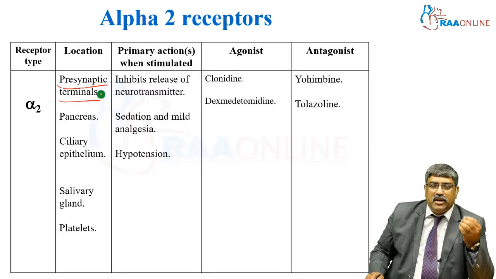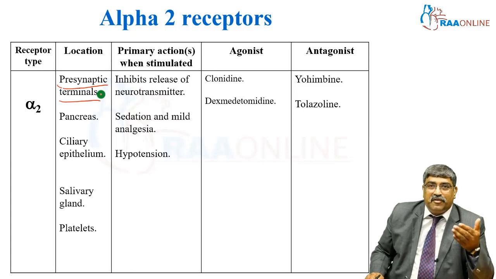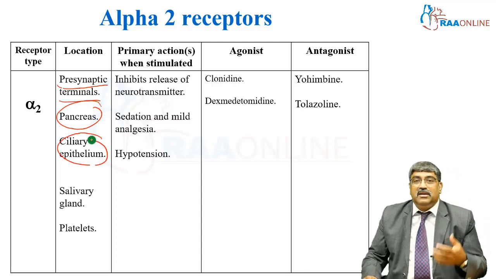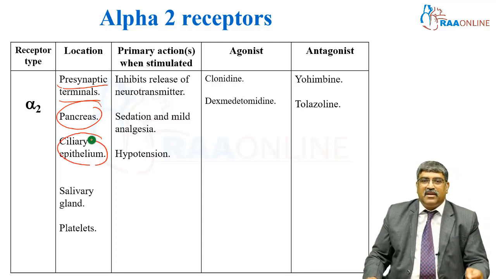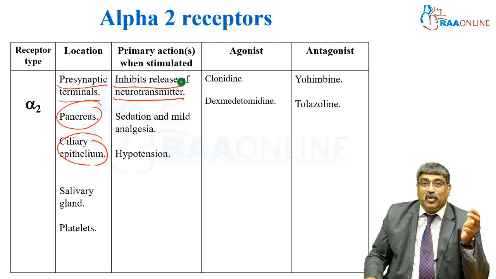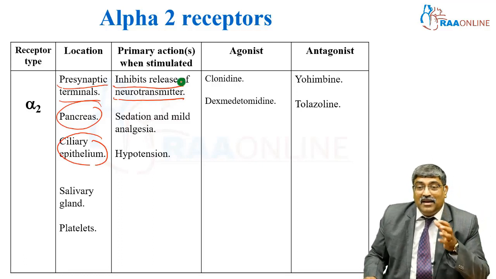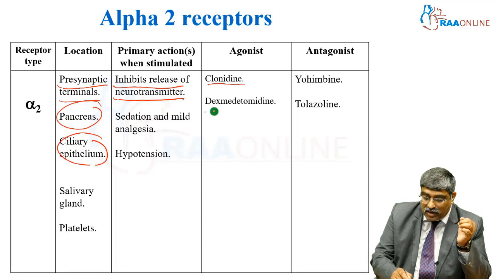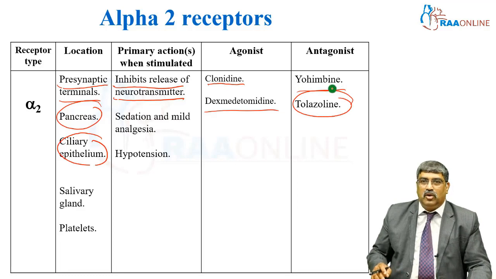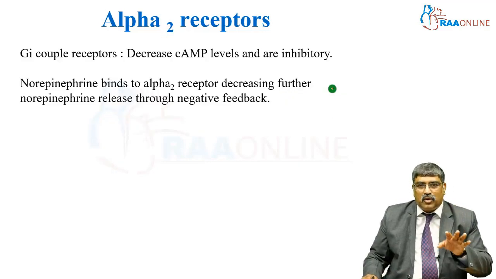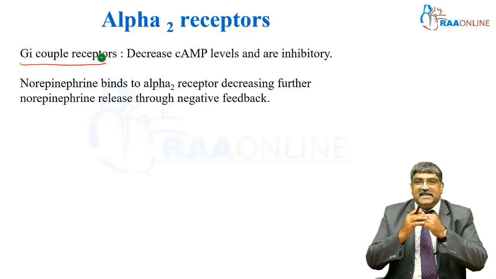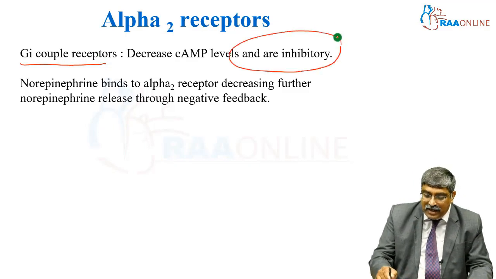Coming to alpha 2 receptor, it is located in the presynaptic terminal of the postganglionic neuron, pancreas, ciliary epithelium, salivary glands and platelets. Here, it inhibits the release of neurotransmitter. It can produce hypotension, sedation and mild analgesia. The agonists include clonidine and dexmedetomidine, and antagonists are yohimbine and tolazoline. Here, alpha 2 receptor acts through a Gi coupled receptor. It decreases the cAMP level and is inhibitory.